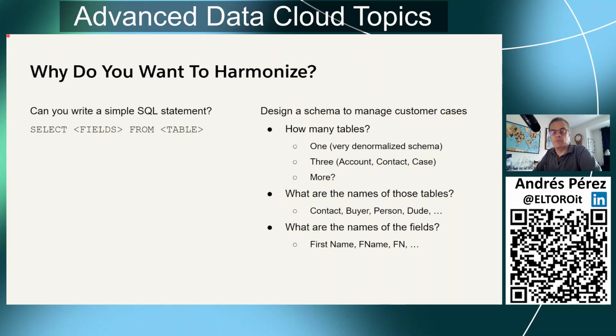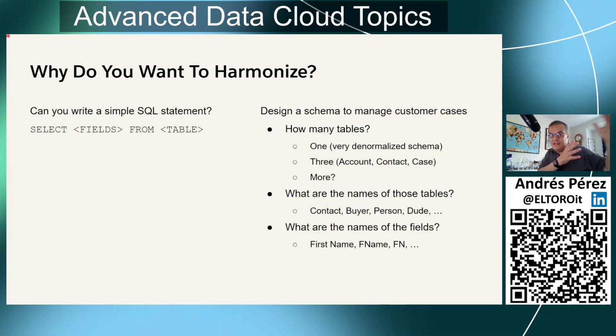The one that represents people, did you call that contact, buyer, person, purchaser, dude, dudette, to be politically correct? What about the fields? Do you have a field for first name? What do you call that? First space name, first underscore name, F name, FN? You start to get the idea. If I ask 20 people to create a schema, I'm going to get 20 different schemas. If I ask 100 people, I'm going to get 100 different schemas.